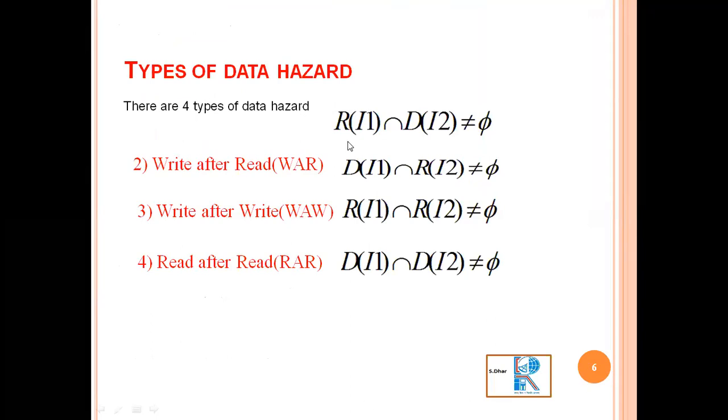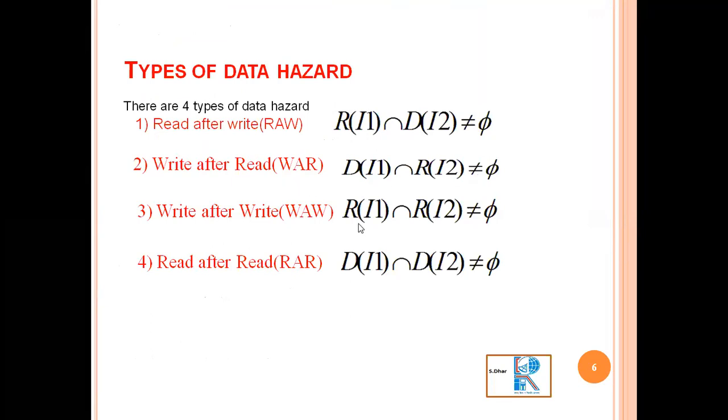What are the combinations? Range of I1 intersection domain of I2, if not equal to null, hazard will occur. That is called the read after write hazard. I have already given you the example. Similarly, it may happen that domain of I2 intersection range of I1 is not equal to null, then hazard will occur. That is called write after read hazard.